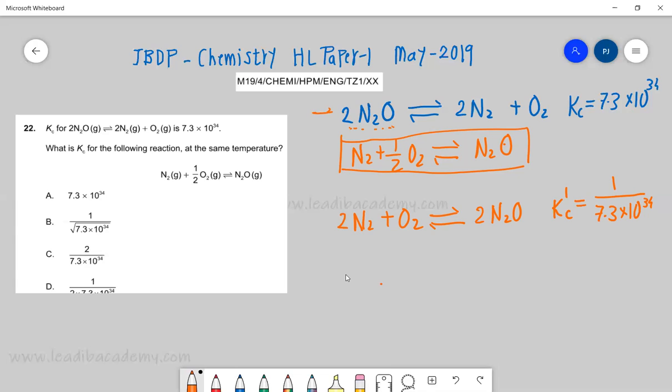Now we can see that in this target or desired reaction, the coefficient of N2 is 1 and oxygen is half. So that means we need to divide by 2. So what will we do now? Dividing by 2 on both the sides, obviously. So what we'll get now is the desired reaction.